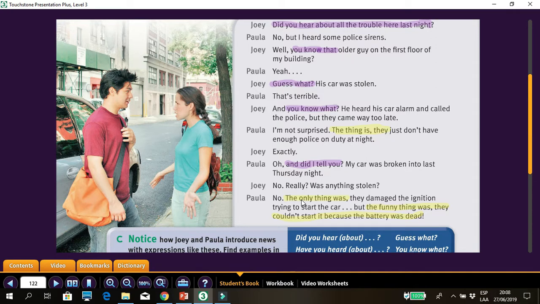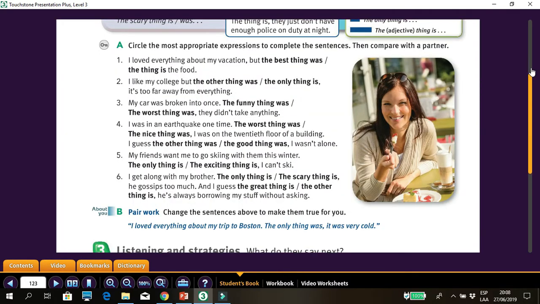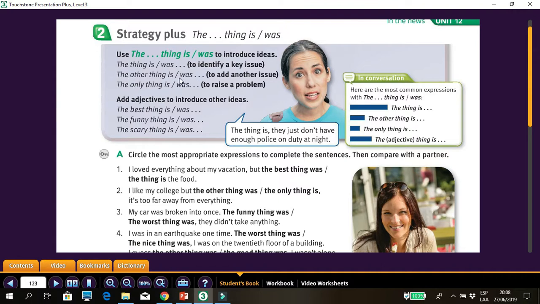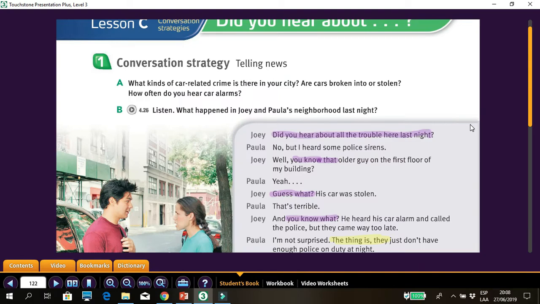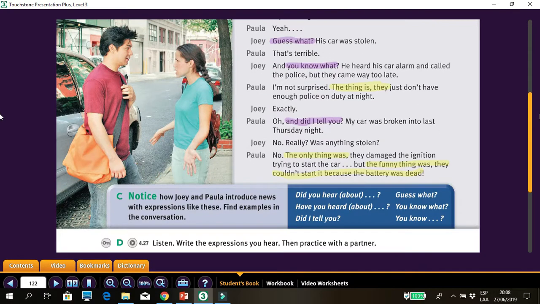And then she says the only thing was, okay? The only thing was, remember that is used for what? The only thing was, it's to raise a problem, yeah? Es decir, cuando sacamos a relucir algún problema en medio de alguna situación. Okay? To raise a problem. They damaged the ignition trying to start the car. Es decir, dañaron el switch, ¿ya? Donde yo meto las llaves.